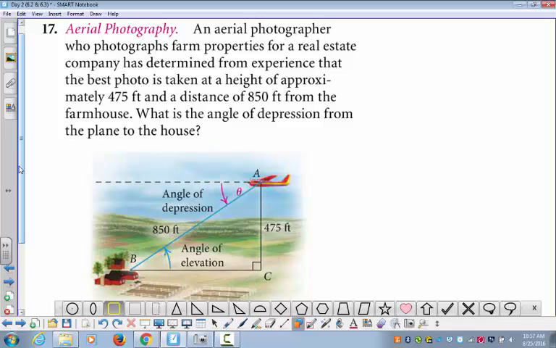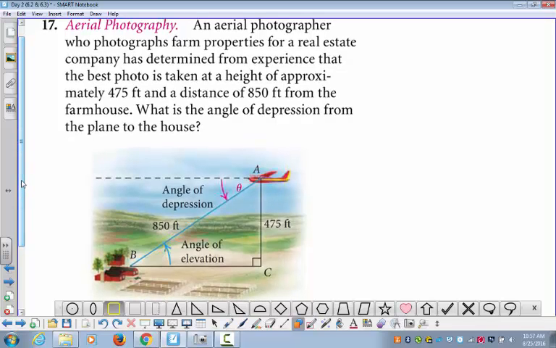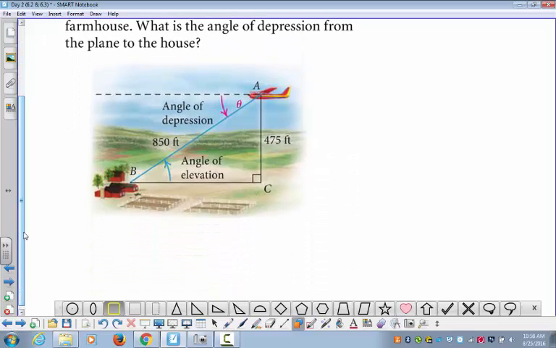Okay, so reminder, angle of depression and angle of elevation, those are both from the horizontal. An angle of elevation is up from the horizontal. An angle of depression is down from the horizontal. And this says that we have a plane, an aerial photographer, and we have 475 feet as the altitude. That's how high the plane is flying. And a distance of 850 feet from the farmhouse. So we have a farmhouse right here, 850 feet line of sight. Altitude of the plane is 475. What's the angle of depression from the plane to the house? So our goal is to look for that angle of depression, which they're calling theta.